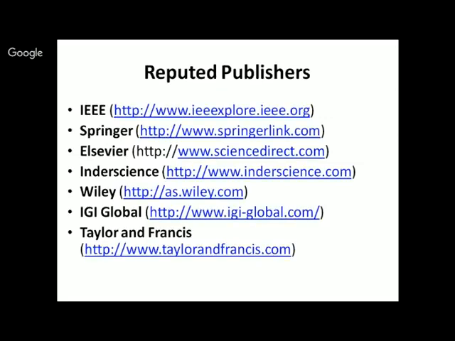So these are some of the reputed publishers that are well known. The first one is the IEEE publisher. Springer is another publisher. Elsevier, IndusScience, Wiley, IGI Global, Taylor and Francis. These are some of the reputed publishers. I'm saying these are publishers, not journals. These publishers publish many journals, and the journals published by them are of good quality. If you go to the IEEE website, lots of publications are there. I will show you quickly.